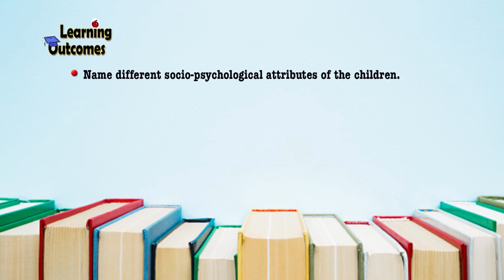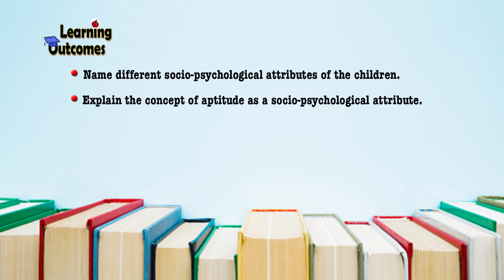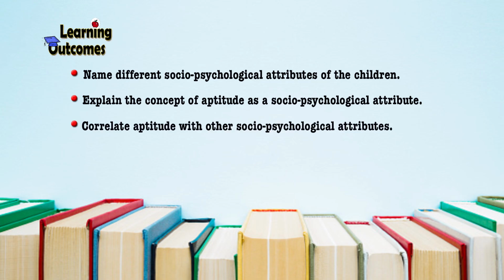Friends, before starting our discussion, let me focus upon some of the learning outcomes from this lesson. After going through this video lesson and after going through the self-learning material which is given in the 16th module of your course, you will be able to name different socio-psychological attributes of the children. Then further you will be able to explain the concept of aptitude as a socio-psychological attribute. Further you will be able to correlate aptitude with other socio-psychological attributes, and you will be able to discuss the educational implications of aptitude as a socio-psychological attribute.